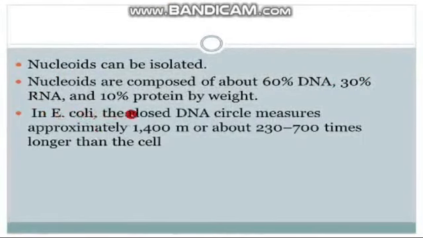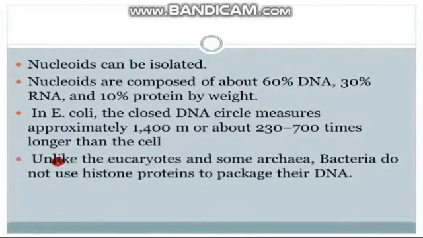Next point we have: in E. coli the closed DNA circle measures approximately 1400 micrometers, or about 23700 times longer than the cell. This is very important. The E. coli chromosome, or we can say the E. coli nucleoid, is very long and very complex, approximately 1400 micrometers. What does it mean? It means that it is 23700 times longer than the cell. I will show the diagram in the next slide, then you will check it.